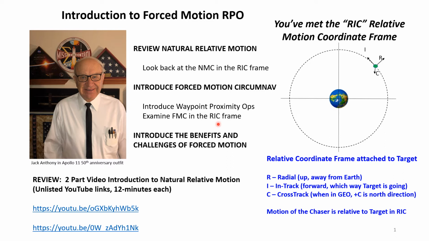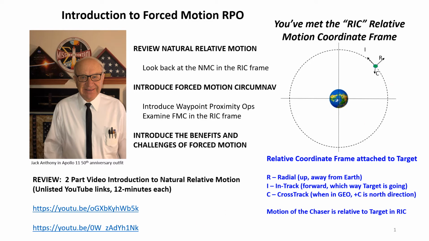So you've met the RIC frame. There it is, RIC, right there. It's the preferred relative frame for relative motion, and it's easy to understand. At least I think it is. It's attached to the target, and it has an axis that goes away from the Earth, or up. That's radial. In-track is the direction you're going, and cross-track is, in this case, out of the paper. It completes the right-hand set. The motion of the chaser is relative to the target in this RIC frame.